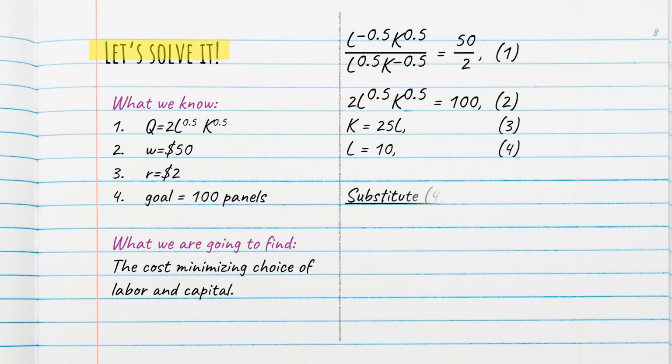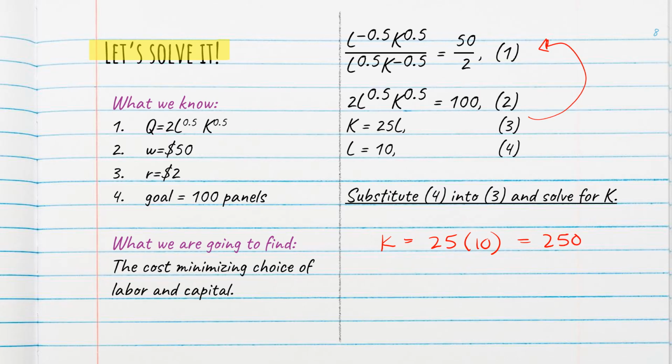The final step in the process is to take the fact that labor equals 10 and substitute that into equation 3. Just as a reminder, equation 3 really is just a simplified version of equation 1. So I'm going to take what I know about labor, that it's 10, and I'm going to get that capital is equal to 25 times 10, which is 250. So we've done it. We have determined that the cost minimizing choice of labor and capital is 10 units of labor and 250 units of capital. All it took was a tangency condition and an isoquant condition. If you prefer, you can call that isoquant condition a production constraint.